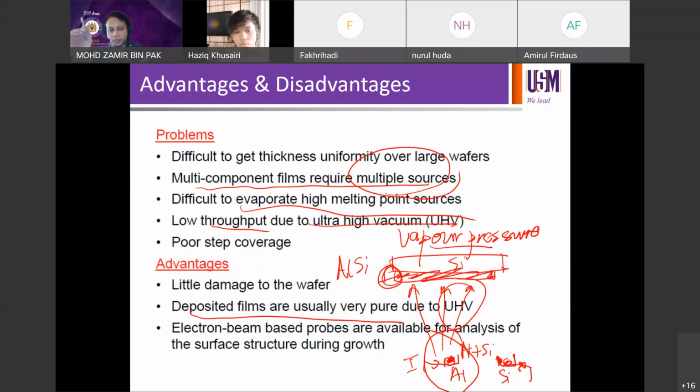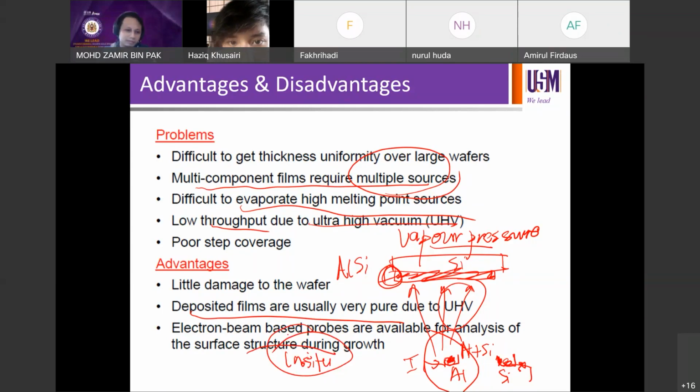Electron beam based probes are available for analysis of the surface structure during growth. If you run electron beam evaporation, you can actually have a probe untuk monitor in situ growth. In situ, what is in situ? In situ tak tulis kat sini. What is in situ growth? Saya dah sebut itu kan waktu 386. What is in situ growth? You can use an electron beam probe for analysis of the surface structure during the growth, during the deposition.